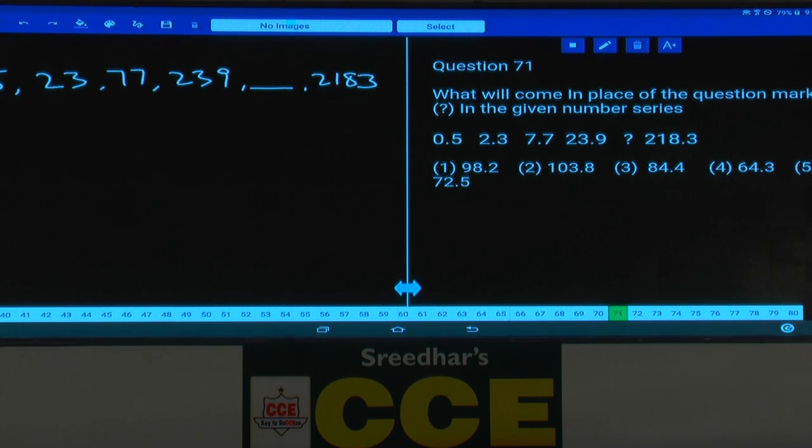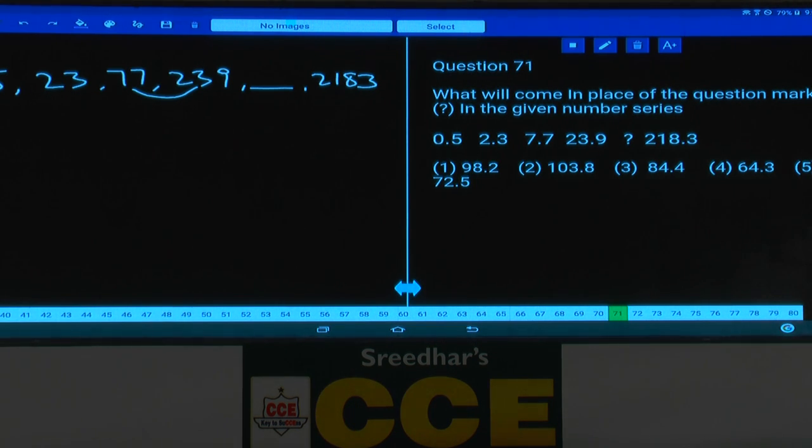Now it does not come under product as well. Why? Because 5 and 23, and 23 and 77, we cannot represent this one. Hence it must be under which category? It must be under combination only. And in the case of combination we should always check the highest number. Now in this one, 77 and 239, how can you represent this? 77 into 3 is so much. 70 into 3 is 210 and 7 into 3 is 21.